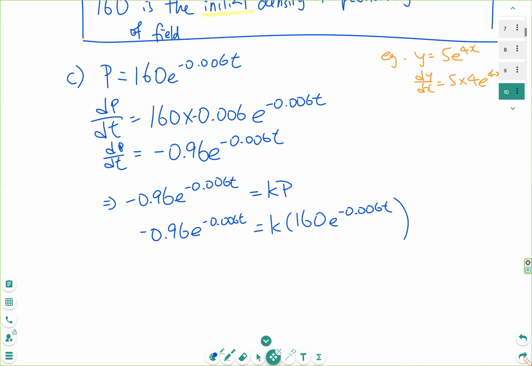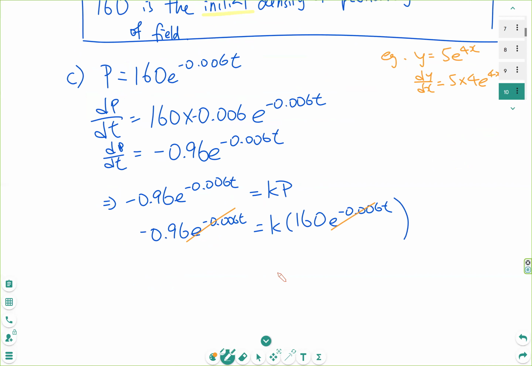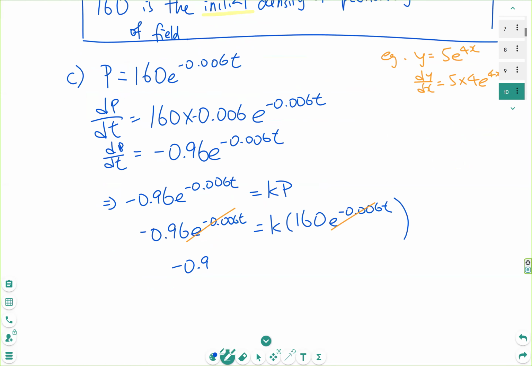Well, simple. In here, I can see both sides have e, the same thing, so I can divide both sides by that. Therefore k will equal negative 0.96 divided by 160, which is the value of k. And if you put it in a calculator, incidentally, k actually equals negative 0.006. All right, so that's the answer.